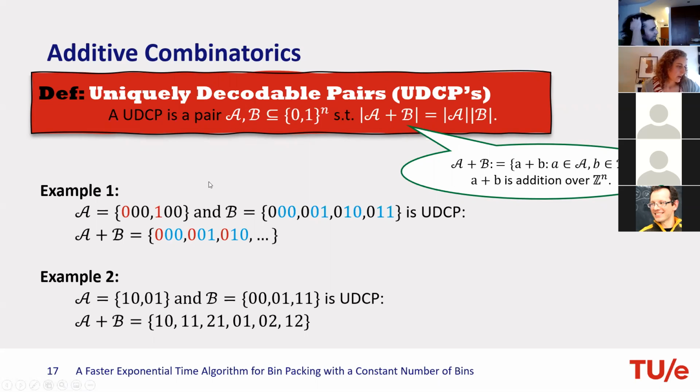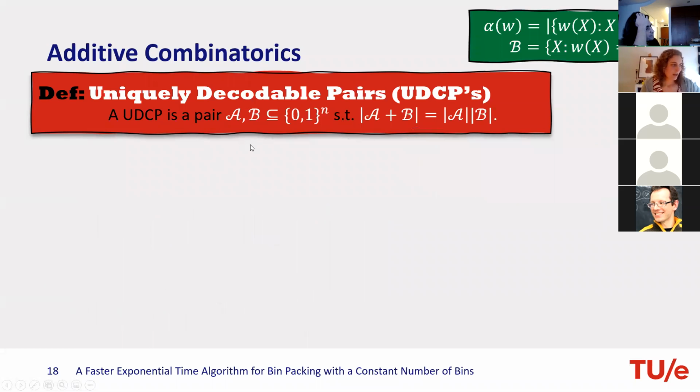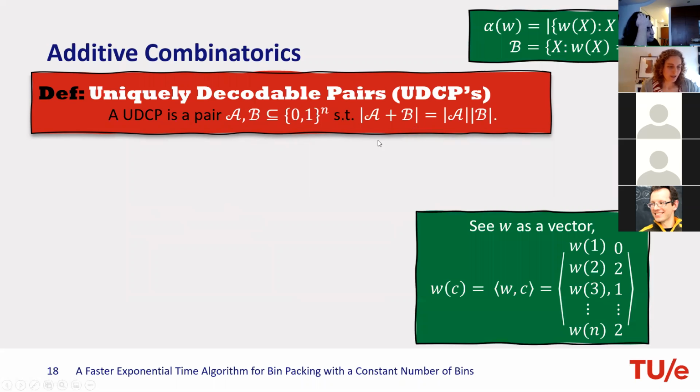Okay, so why am I introducing these uniquely decodable pairs? Because, well, we're looking at a uniquely decodable pair the whole time from the beginning. So before I get into why, I just want to say that I'm also going to see W as a vector instead of just a function. You can also see the weight function as being an inner product with the weight vector and the vector that I'm multiplying with.